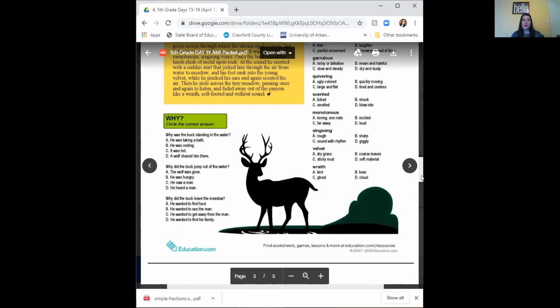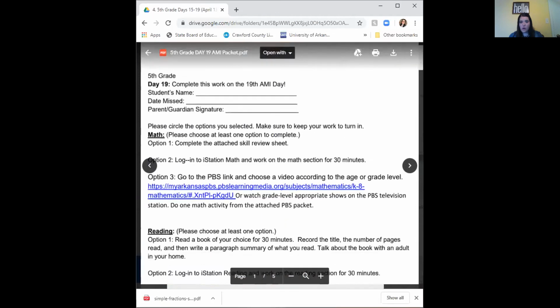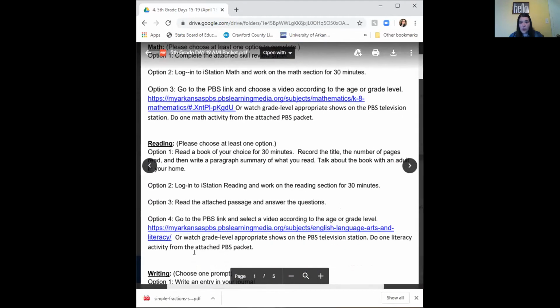So it has all those words in the passage. You're just going to have to read the passage and see how those words are used in context, and that's going to help you decide which of the choices is similar to those words. Okay, so that is your choice if you choose to do option 3 for reading. And then option 4 is just to follow that PBS link, filter it to grade 5, and then it's going to give you a bunch of language arts videos that you can choose from. You choose any of those language arts videos to watch, and you just follow along with what the video asks you to do. So that's if you choose to do option 4, you can watch that PBS video.